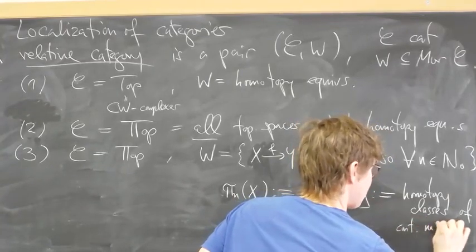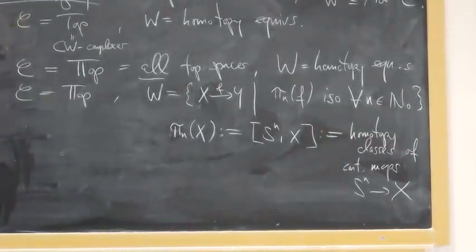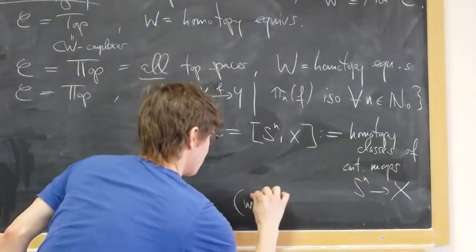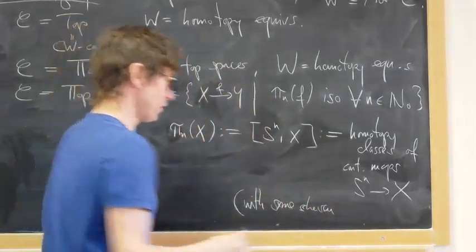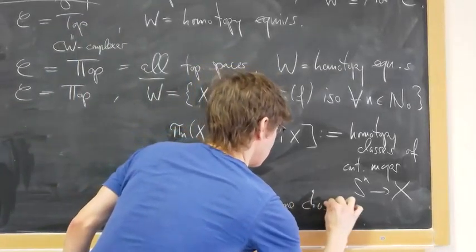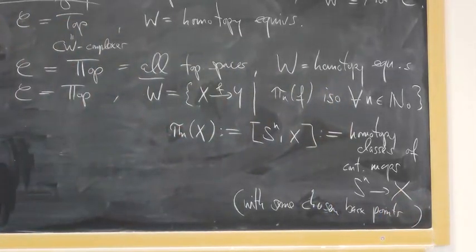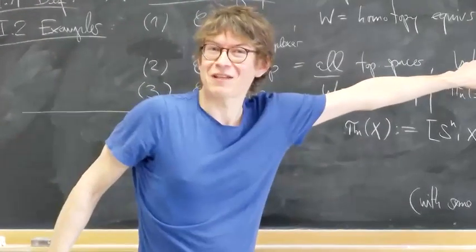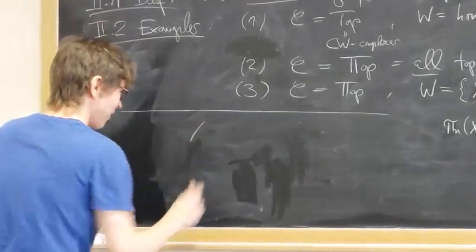So, homotopy classes of continuous maps from the nth sphere to X. And you have implicitly chosen a base point, right? I should have said so. So, base point preserving continuous maps. Well, you should have asked up here already. If I say homotopy equivalence, you have to know what homotopy is. Shame on you. Don't let these things pass.